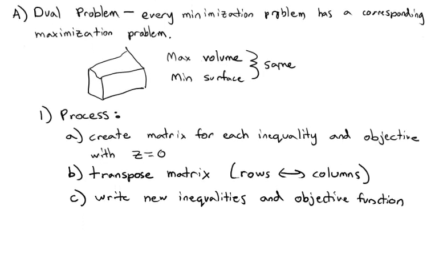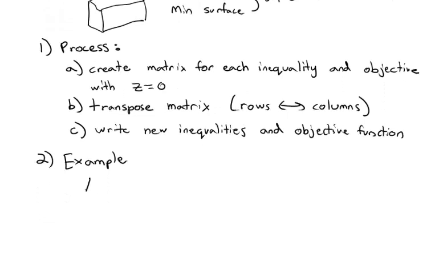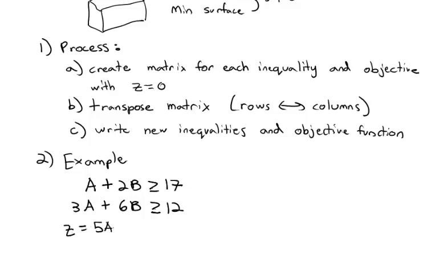So, for example, let's look at just a simple problem. Let's say a plus 2b is greater than or equal to 17. 3a plus 6b is greater than or equal to 12. And z equals 5a plus 4b. That's our inequality. This is what we want to minimize.